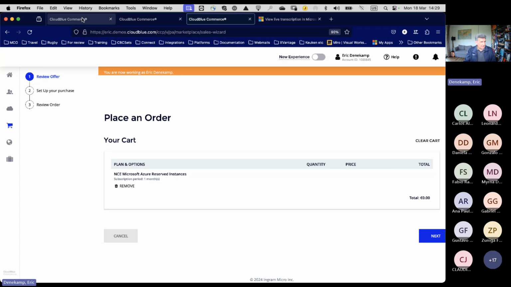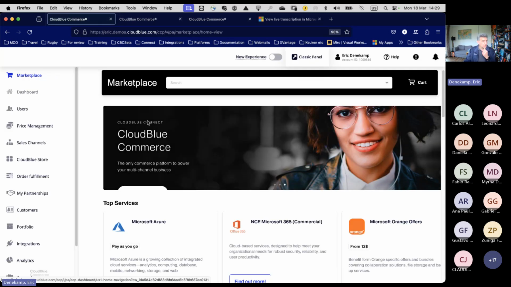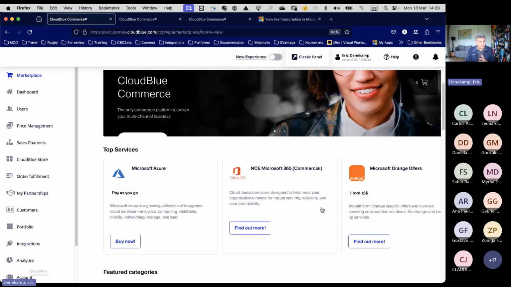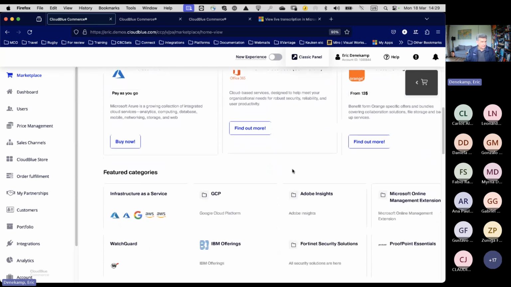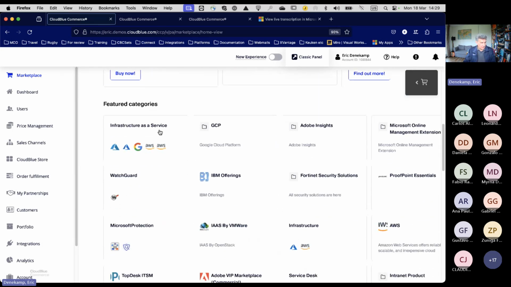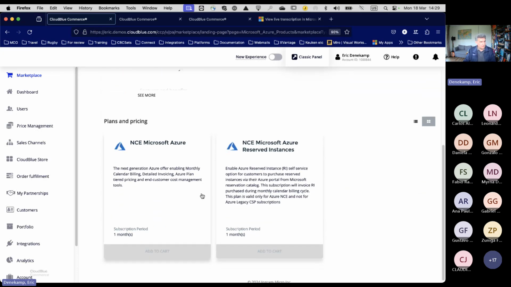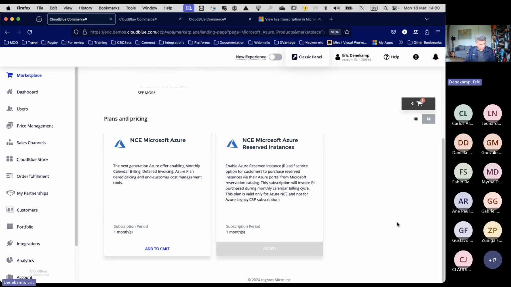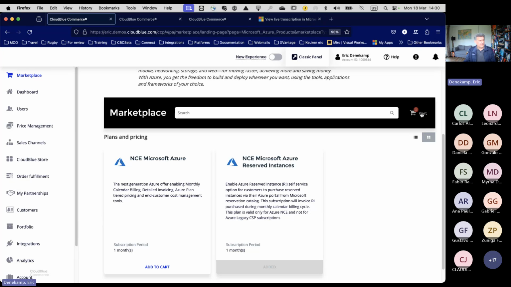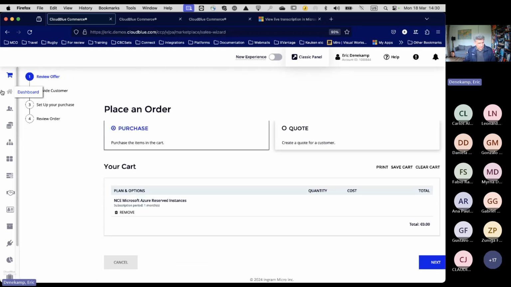Or I can do assisted sales where I go to the marketplace from a reseller or provider perspective. I select that I want infrastructure as a service, and I'm going to again do Azure and Azure RI. And in this case, the scenario is a little bit different because now I have to provide for which customer I am going to handle that payment. So those are two options there.